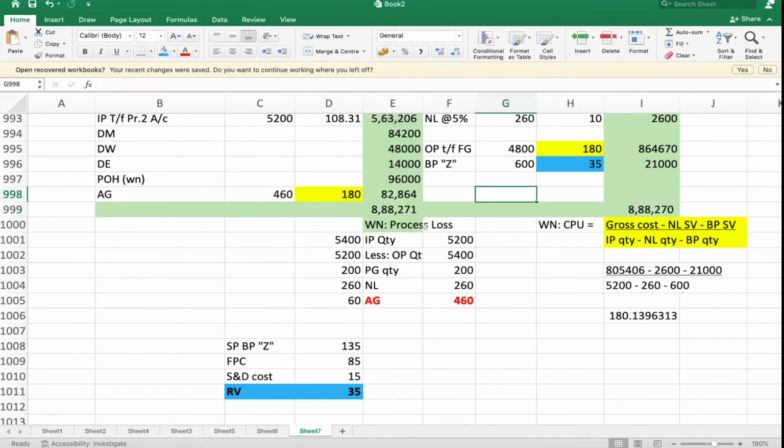Okay, 6 plus 4. Yeah, we can take 8,88,270 here. Am I right? Is that right, Gana? Yes, sir. Good. Total for quantity column. Tell it or not?